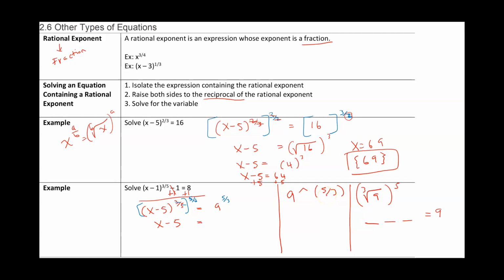Okay, so let's take 9, raise it to the power of 5/3, and your answer here should be 38.94. If we add 5 to both sides, +5 and +5, then our solution for x is going to be 43.94.